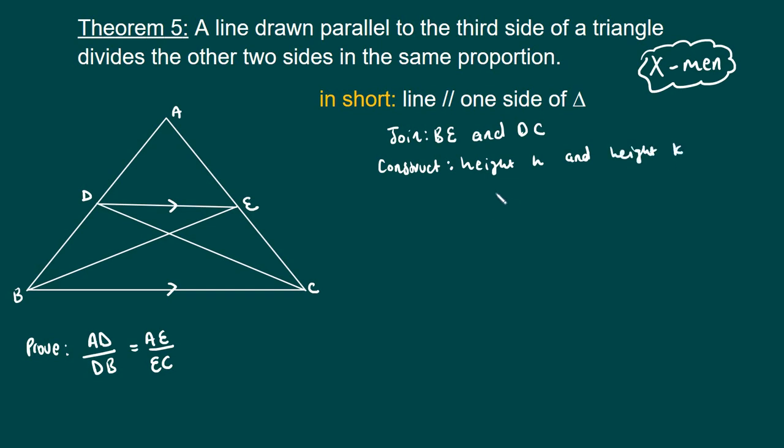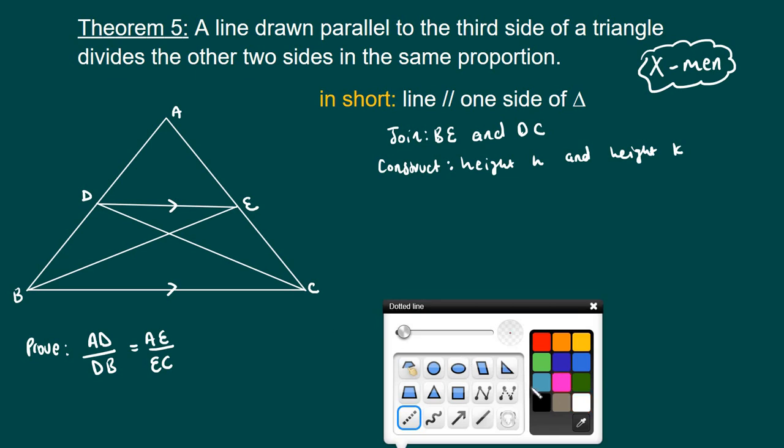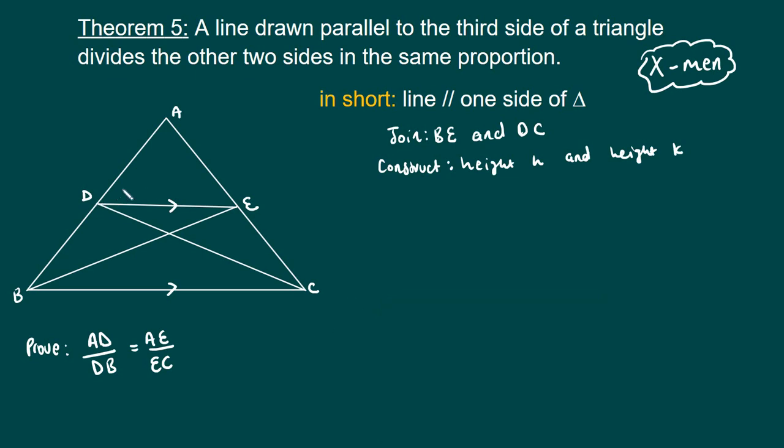And I'm going to explain why you have to construct those heights. The heights are going to be constructed here, and remember, they must be perpendicular heights. Why are we constructing the heights? For me to calculate the area of triangle ABE, I must have a base, and I can only have a base if I have a perpendicular height. So I must have the first perpendicular height here, and then the second perpendicular height here.